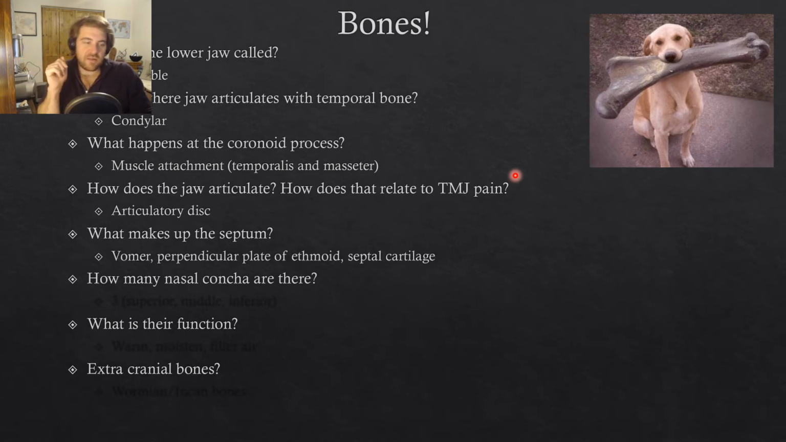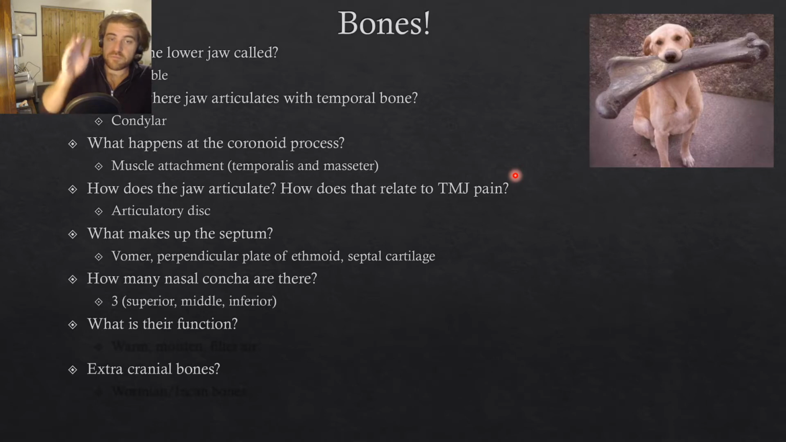It is the vomer, the perpendicular plate of the ethmoid bone, and the septal cartilage. Can't forget about that cartilage. How many nasal concha are there? There are 3. What are they called? It's an easy one. They're the superior, middle, and inferior nasal concha.